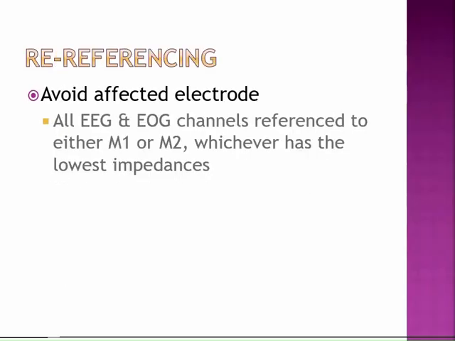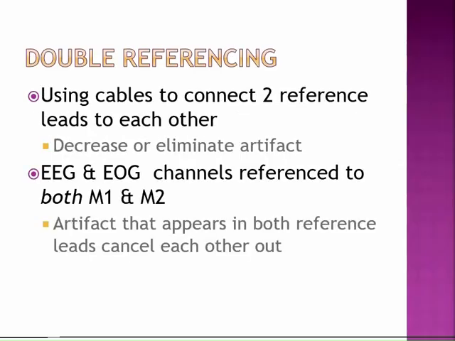Digitally, though, if we have EKG artifact in your EEG or EOG channels, what we can do is try to digitally correct it, and that would be through re-referencing. So if it's one of the electrodes that are impacted, try to re-reference and avoid it. Digitally we can change how the montage is configured. The other way we can correct this is through double referencing.